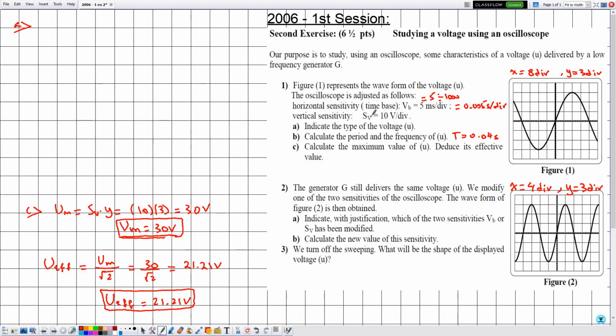Okay, so the scale or the sensitivity along the x-axis represents the time base, or the horizontal sensitivity. Then let's say since the value of X has changed from 8 divisions to 4 divisions, then VB has been modified.